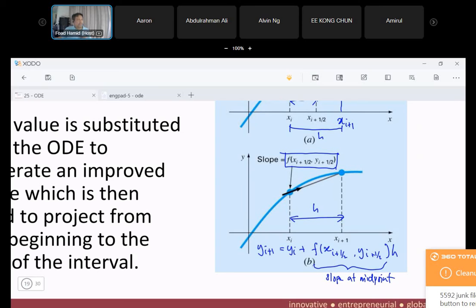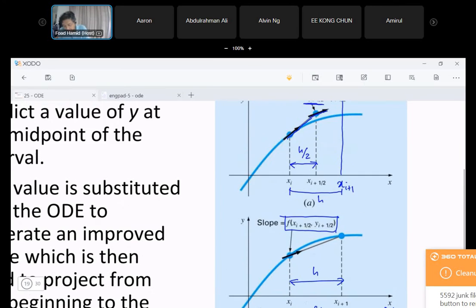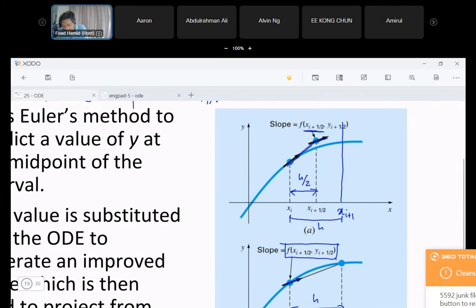Okay, so that is the midpoint method. So this slope here is this slope here. Okay, so that's it. That's the idea. So the idea between these two methods, Heun's method and the midpoint method, is to improve our slope estimation.